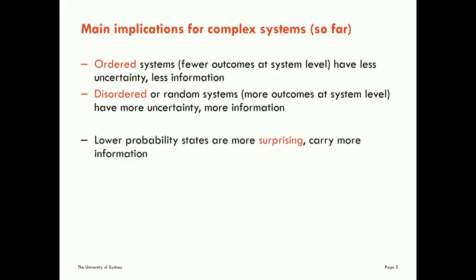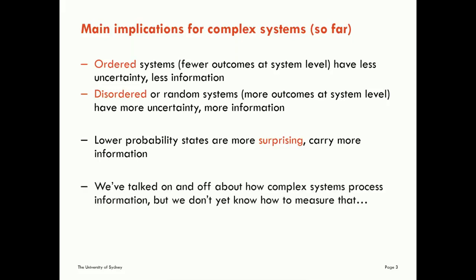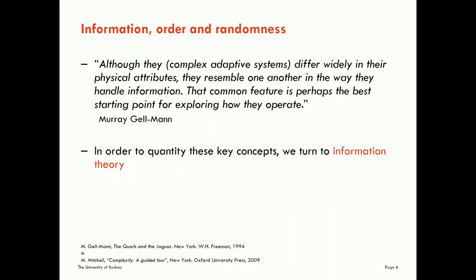We talked in general then about how lower probability states of a system are more surprising to us as observers and carry more information. Again, we didn't really strictly define what we meant there yet. So as I say, we talked on and off about how complex systems process information, but we didn't really specifically define how to measure it yet.